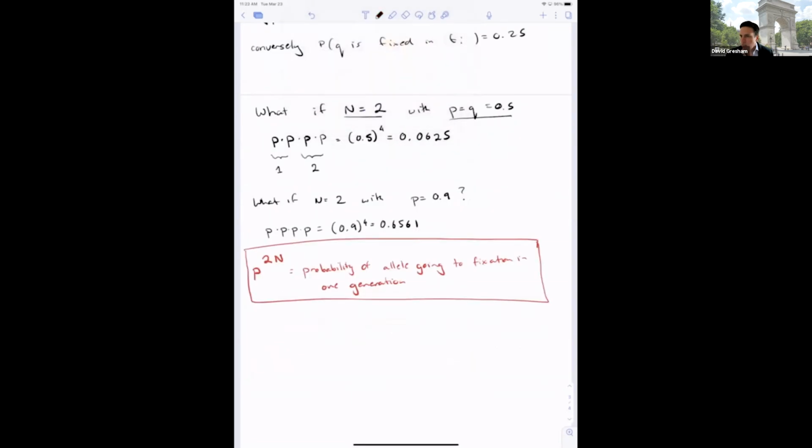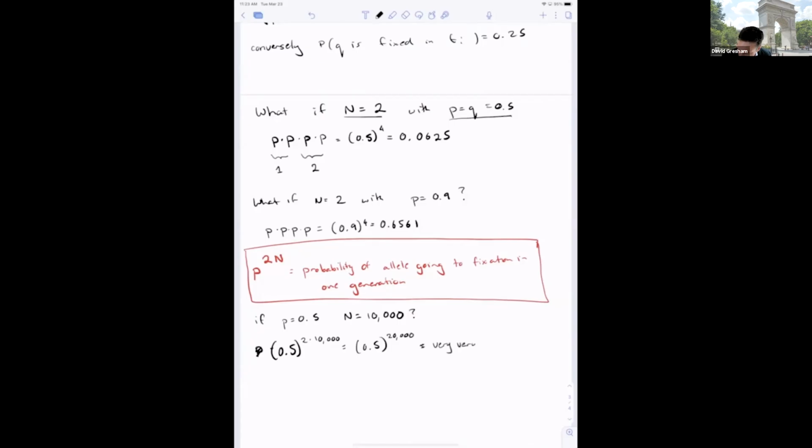And so with this simple formula, we can ask, what if we had p equals 0.5, like in our first population, but now n equals 10,000. So we have a more realistic human population size. In that case, the probability is p to the power of 2n, so 0.5 to the power of 2 times 10,000, which equals 0.5 to the power of 20,000, which is a very, very small number. I can't compute that number for you.